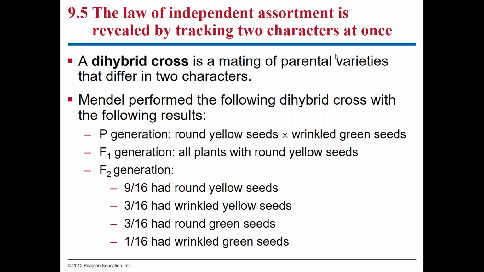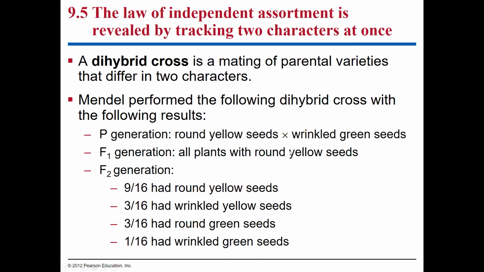The second law of Mendel's is the law of independent assortment, which can be revealed by tracking two different characteristics at once. To do this, Mendel created what is known as a dihybrid cross. It's the mating of parental varieties that have two different characteristics. So Mendel performed the following dihybrid cross with the following results.